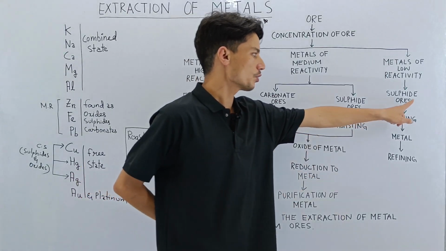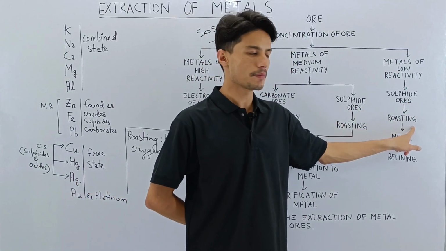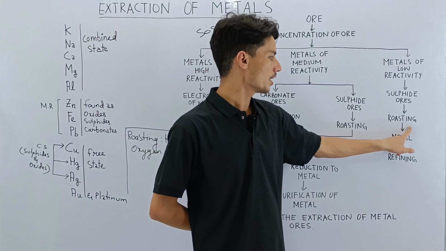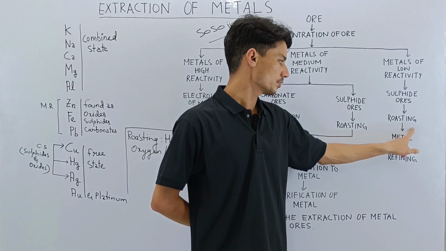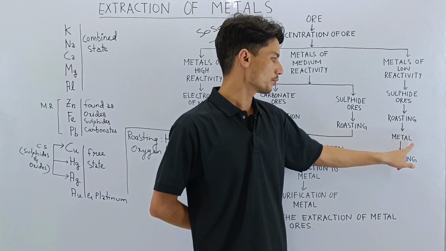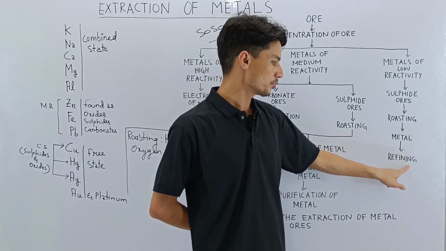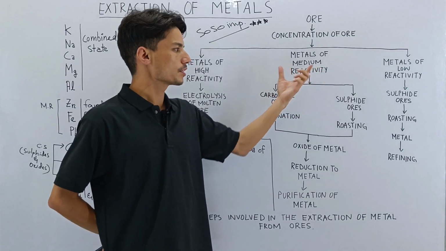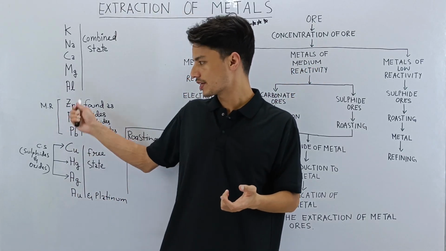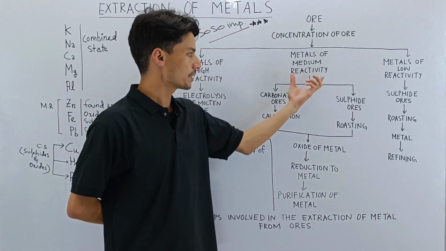So the sulfide ore is burned in abundant supply of oxygen. It will react with oxygen and give you the metal oxide. From the metal oxide we heat it and then we get the metal. After that we just have to refine it. Simple process. Then we go to the metals of medium reactivity, which means any of these three. If you get any of these three, you have to apply this method.